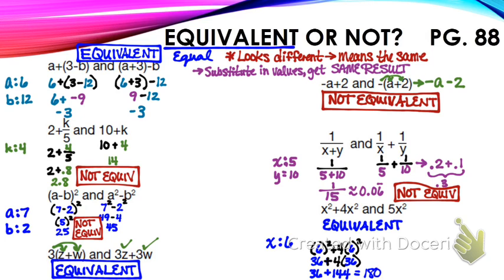If I do 5x squared, 5 times 6 squared, I do 5 times 36. What is 5 times 36? 180. So yes, this is equivalent.